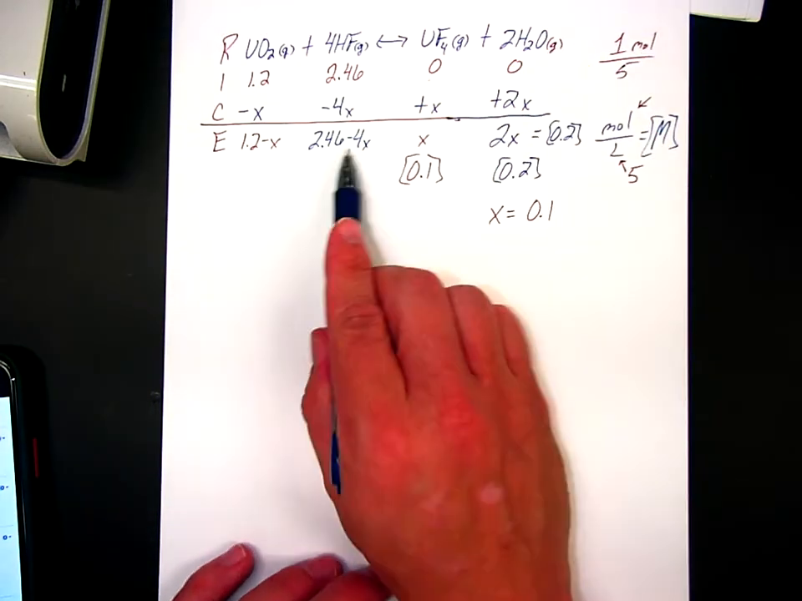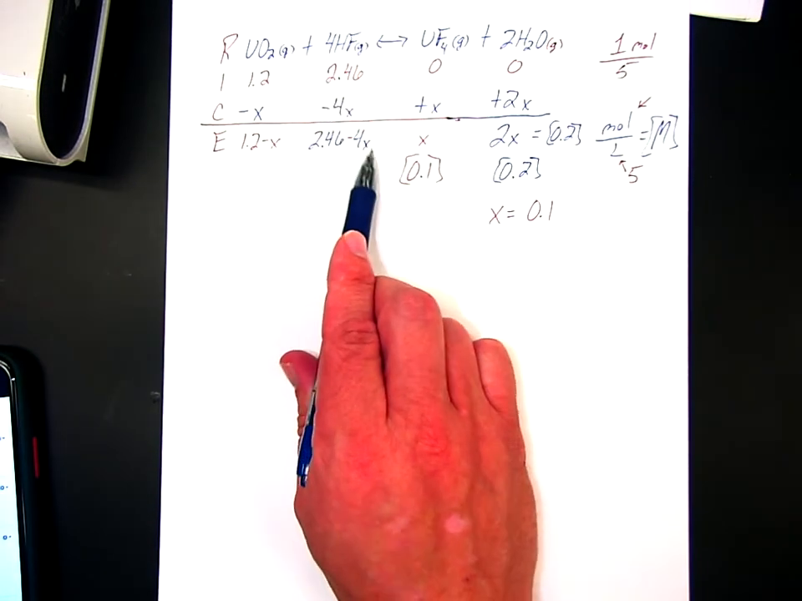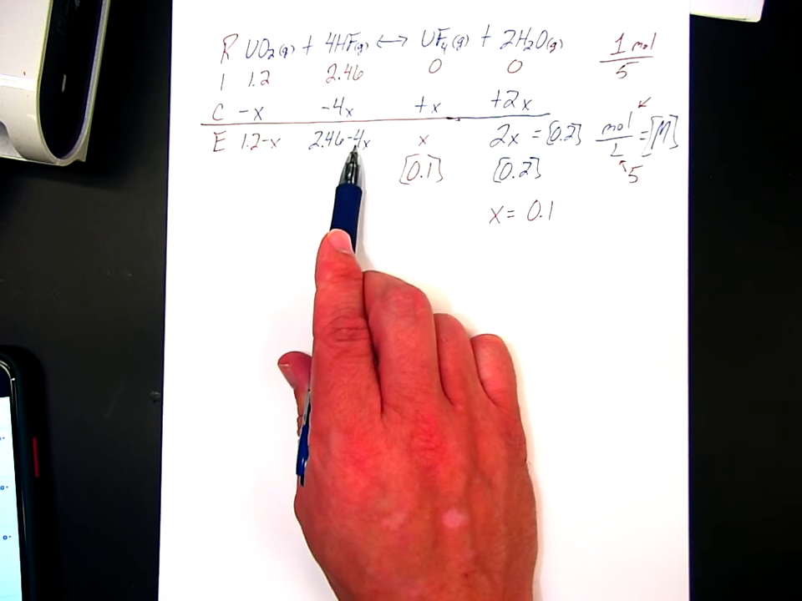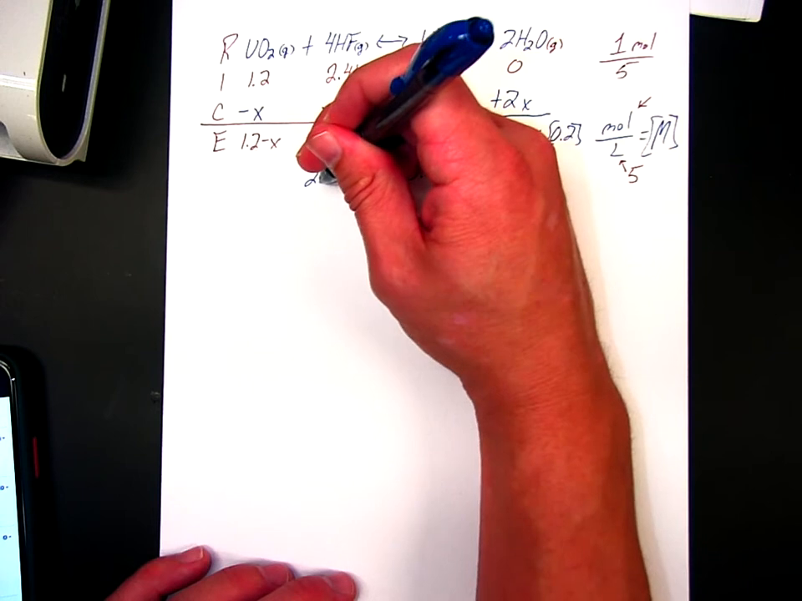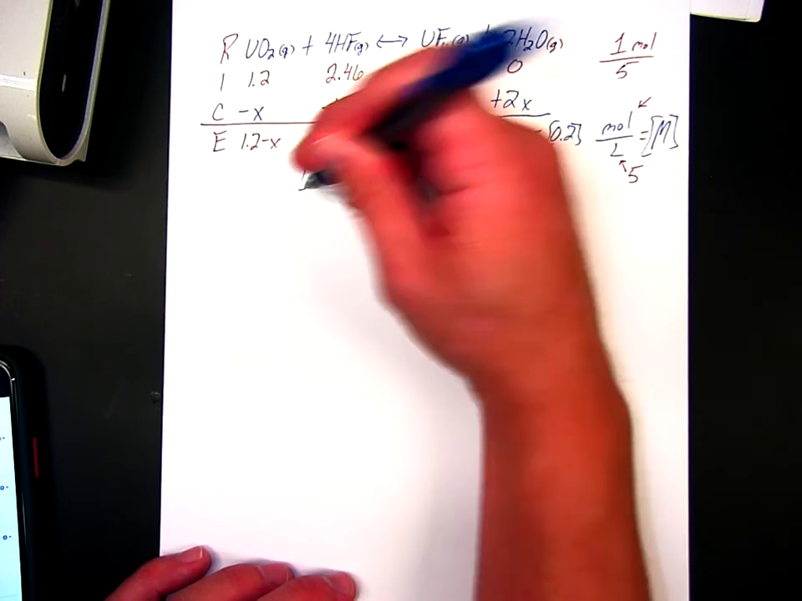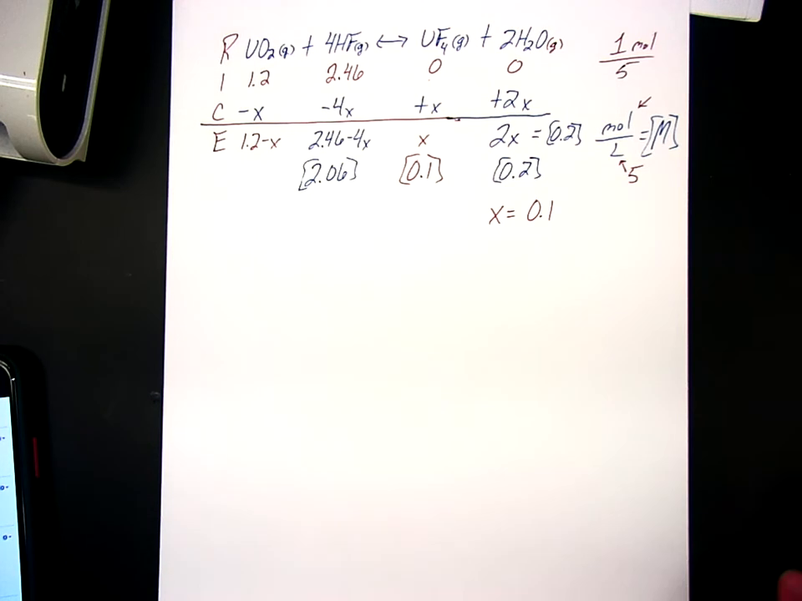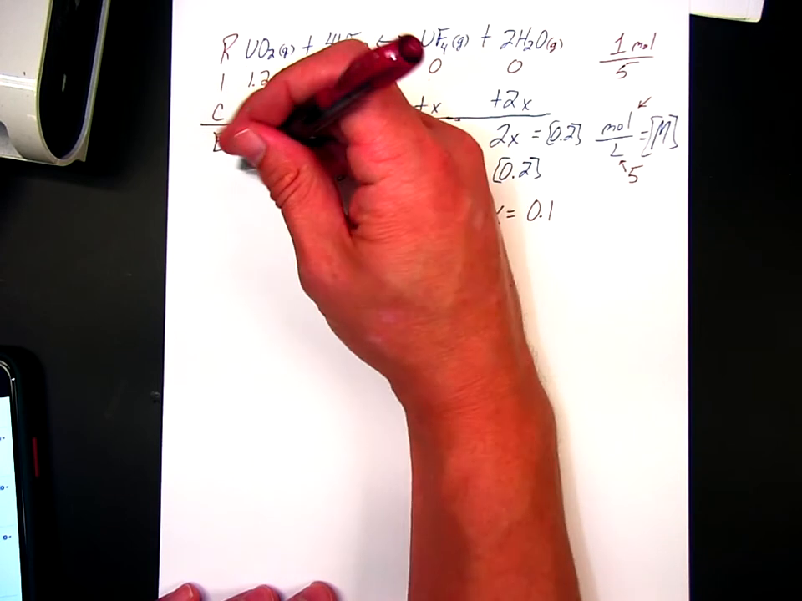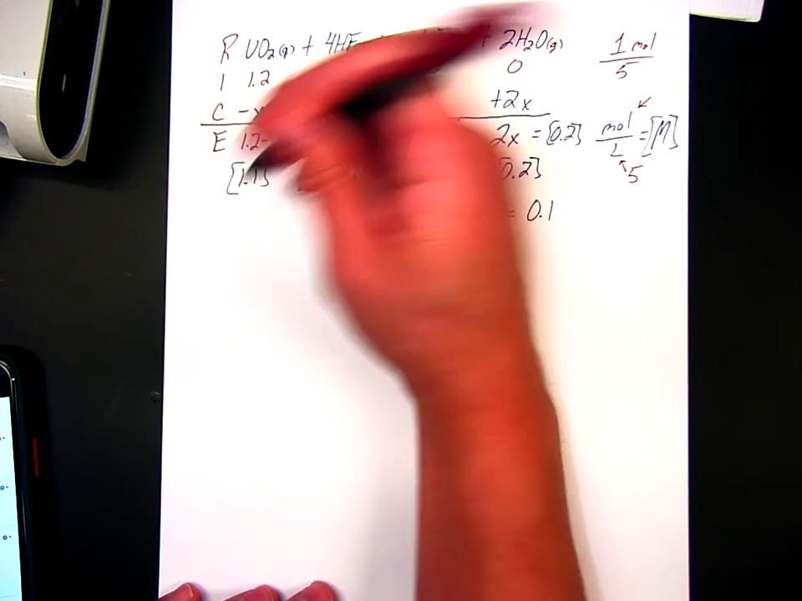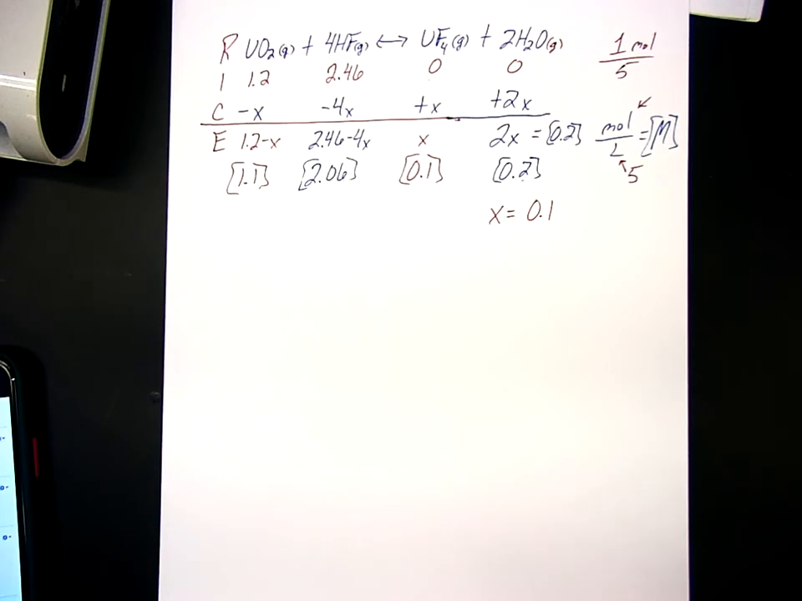Now here's where we have to do a little bit of math. In order to find HF's concentration, it's 2.46 minus 4x, which means 2.46 minus 4 times 0.1. You'll need to run that, and you'll get 2.06 if you solve that equation. And then finally, 1.2 minus 0.1 is 1.1. So now I've got my concentrations for each individual component of the equilibrium.